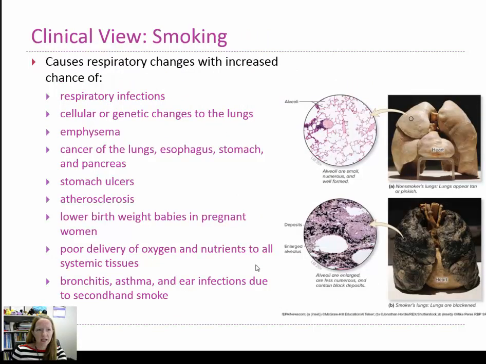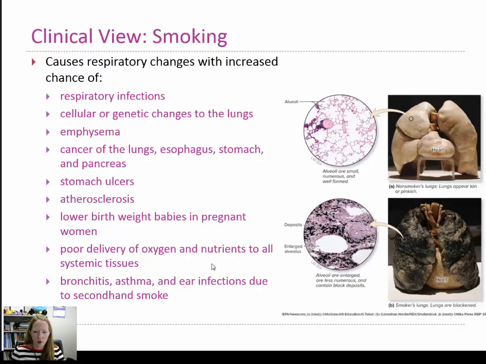So let's take a look at some issues with the lungs. We're going to be taking a look at smoking, and then we'll take a look at lung cancer, because one of the causes of lung cancer can be smoking. So let's look at smoking first.